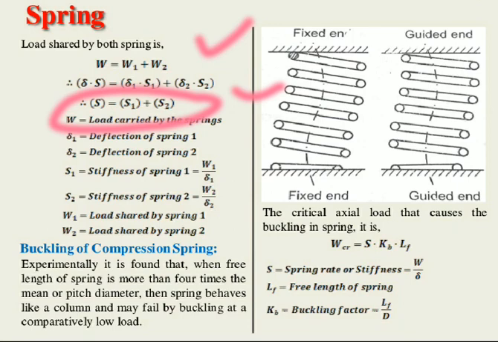Considering this, the critical axial load that causes buckling in a spring is W_CR. That means the critical load is S into K_B into L_F, where S equals the spring rate or stiffness, given by W by delta, L_F equals the free length of the spring, and K_B equals the buckling factor, given by L_F by D. At that point, the critical load can be given by this formula.